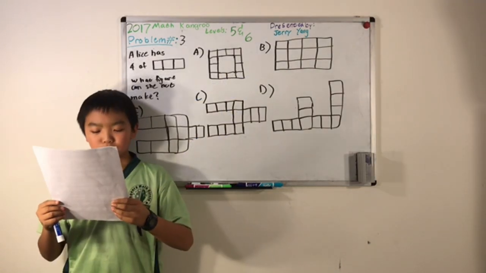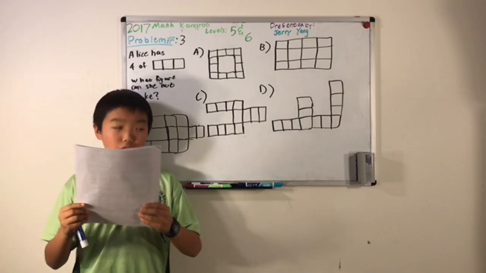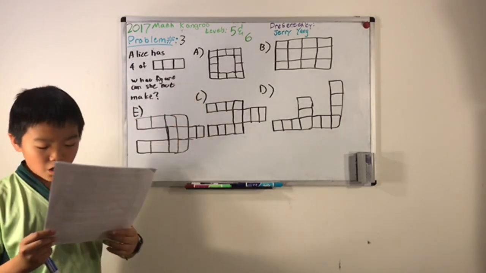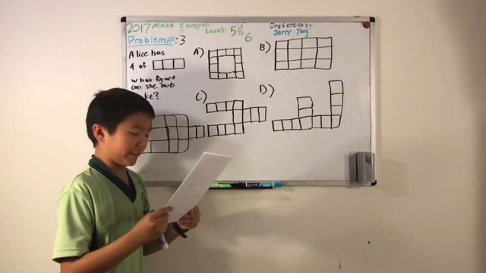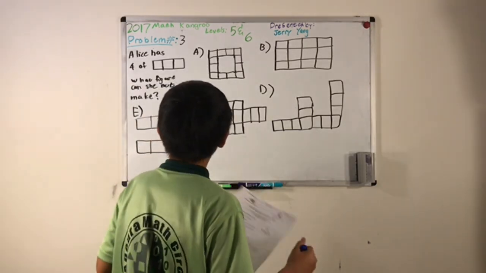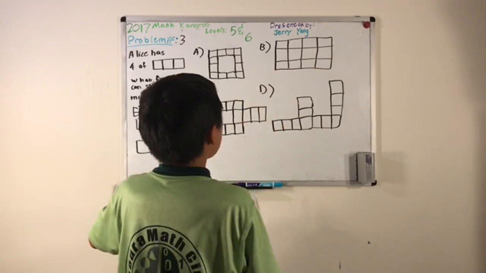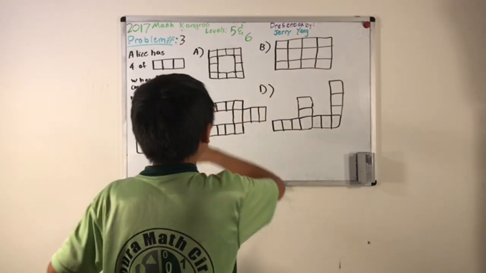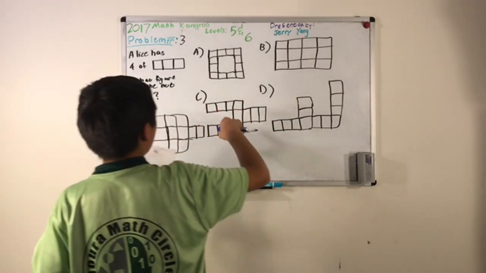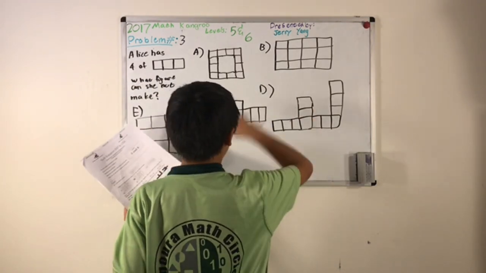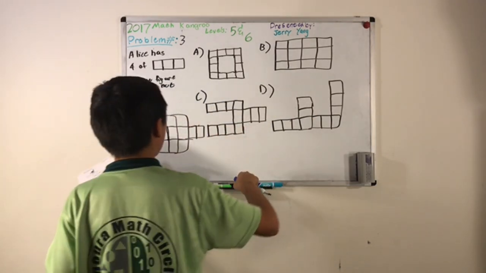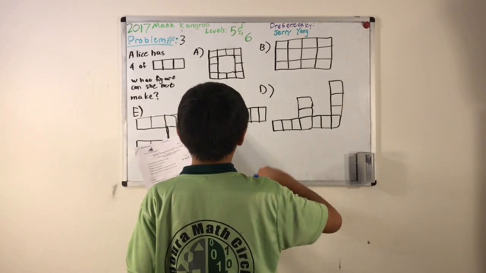Problem 3. Alice has 4 pieces of this shape. Which picture can she not make from these 4 pieces? So we can just look at this and we can go through each of them and make sure that they all work. And since we know that one of these doesn't work, when we find the one that doesn't work, then we'll know that that's the correct answer.